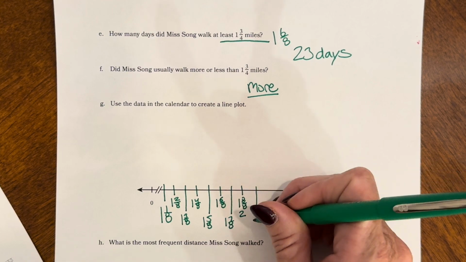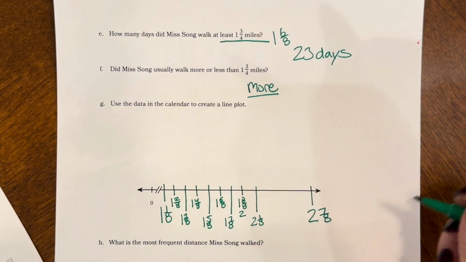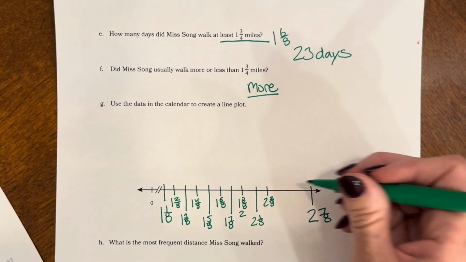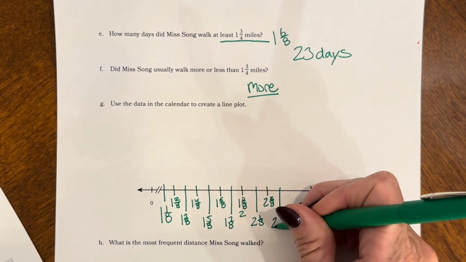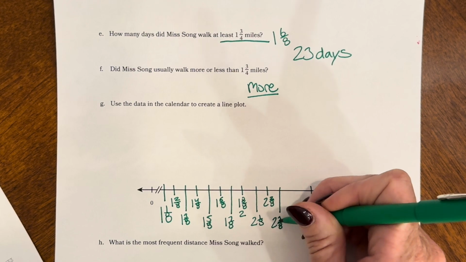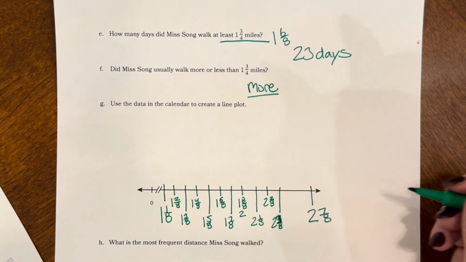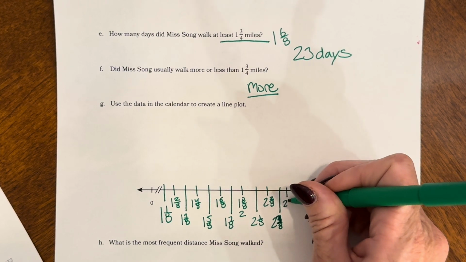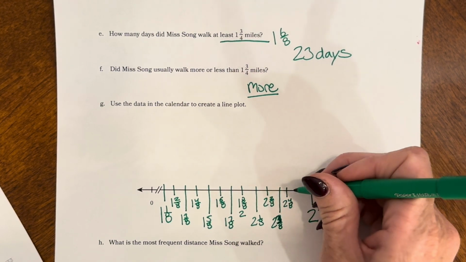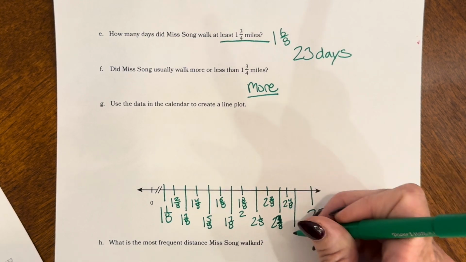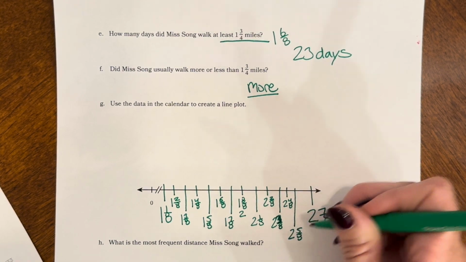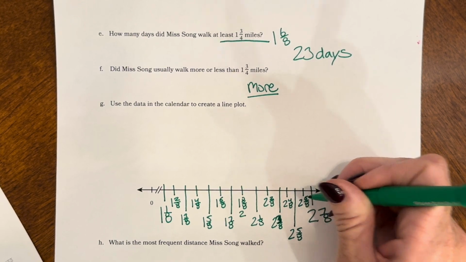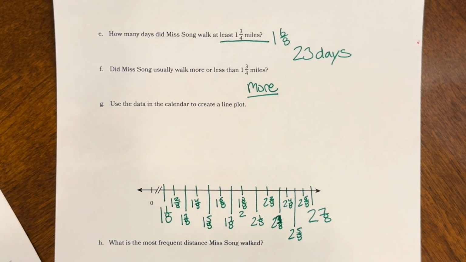Okay, then we have 2 1/8, 2 2/8, 2 3/8. I'm going to have to squish them. 2 4/8, 2 5/8, and I just fit them, ladies and gentlemen. 2 6/8, and then there's 2 7/8.